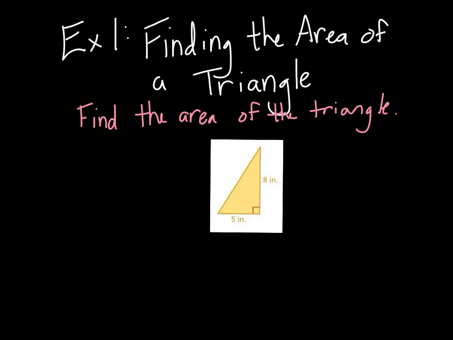But we do keep in mind that our formula for this is area of a triangle is equal to 1/2 the base times the height. And when we go to fill that in, we're going to keep that 1/2 there for now, and then the base is right here, so that's 5 inches.